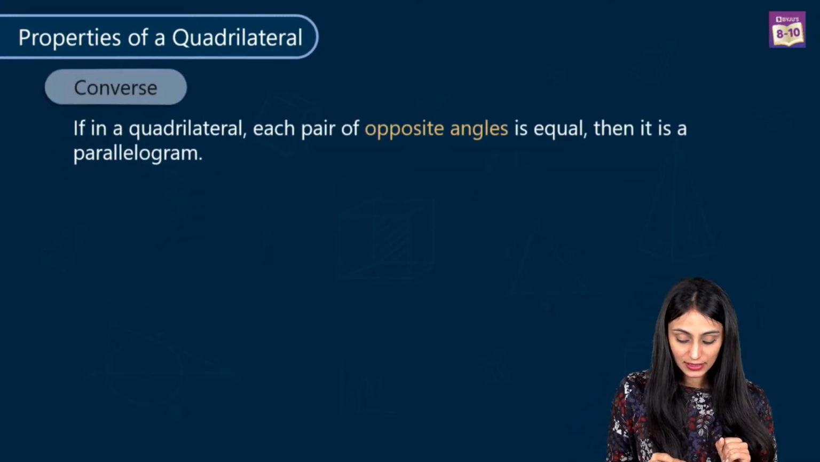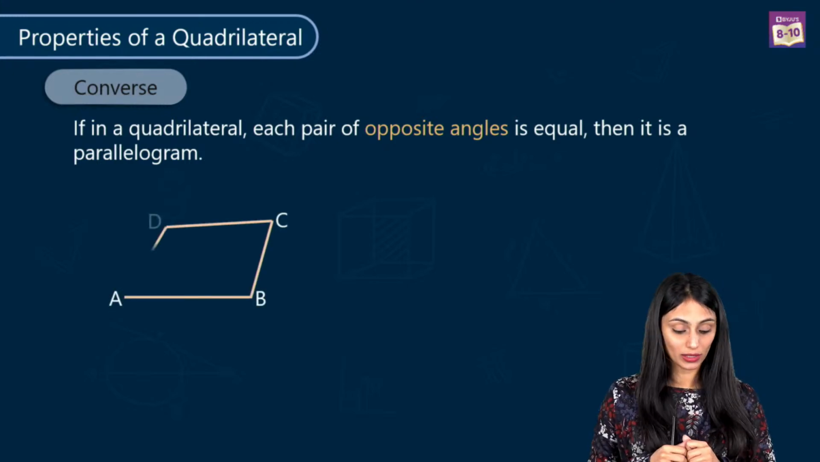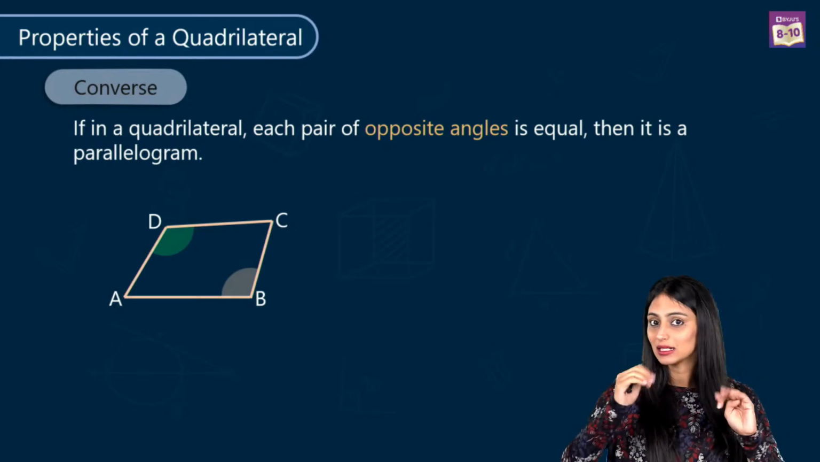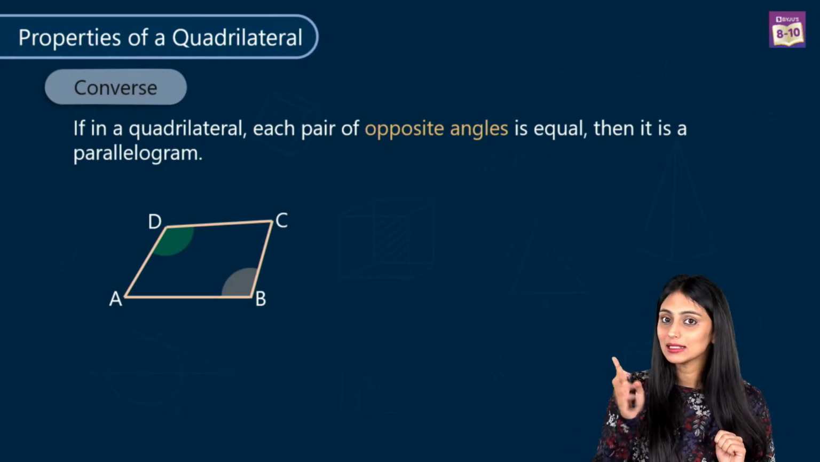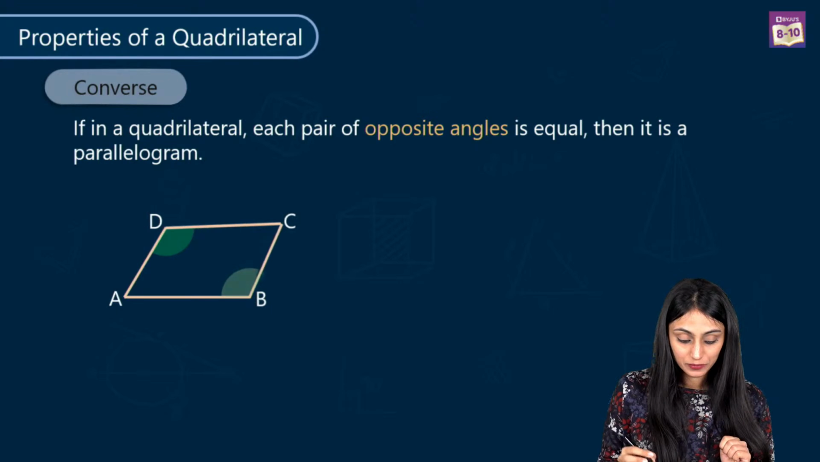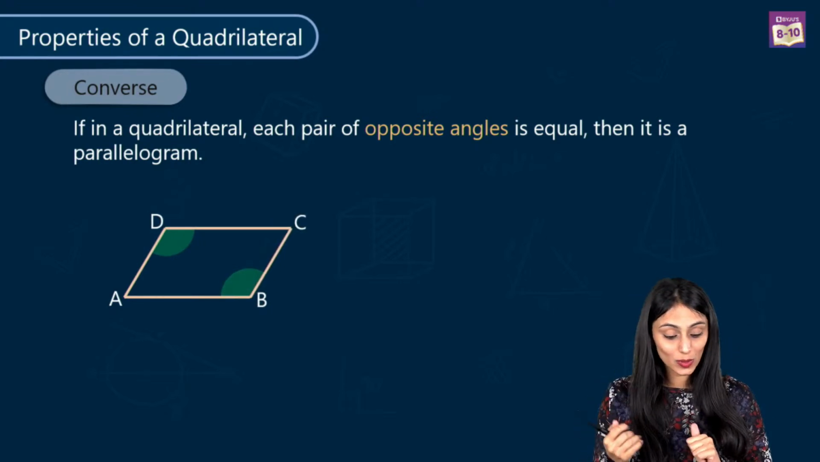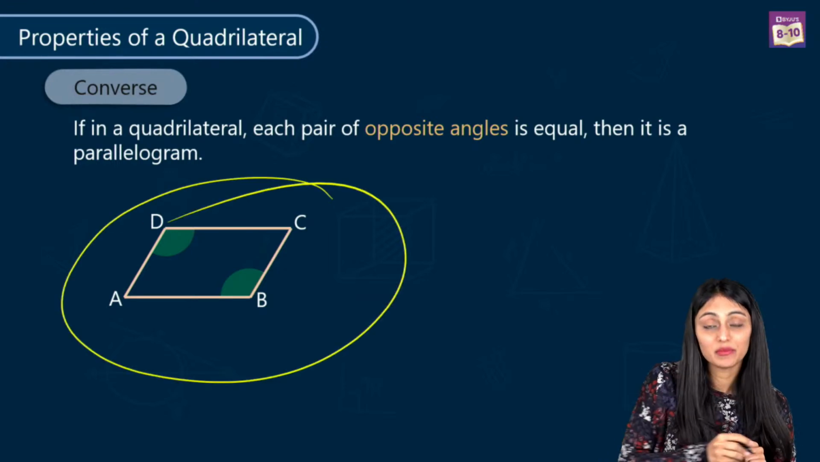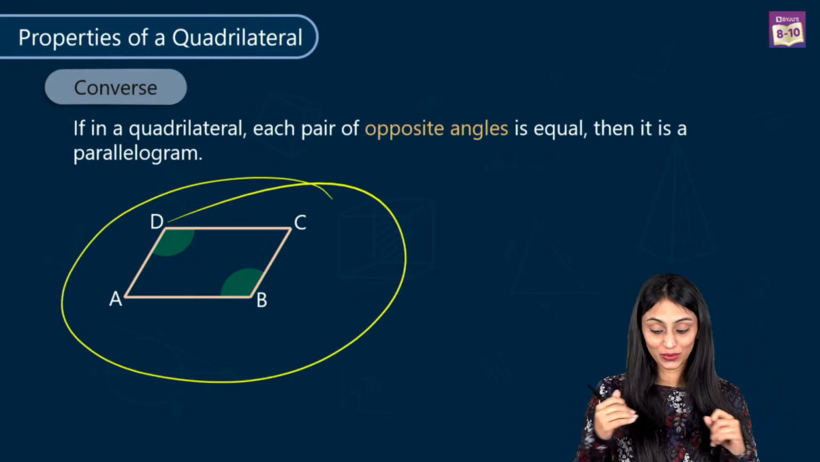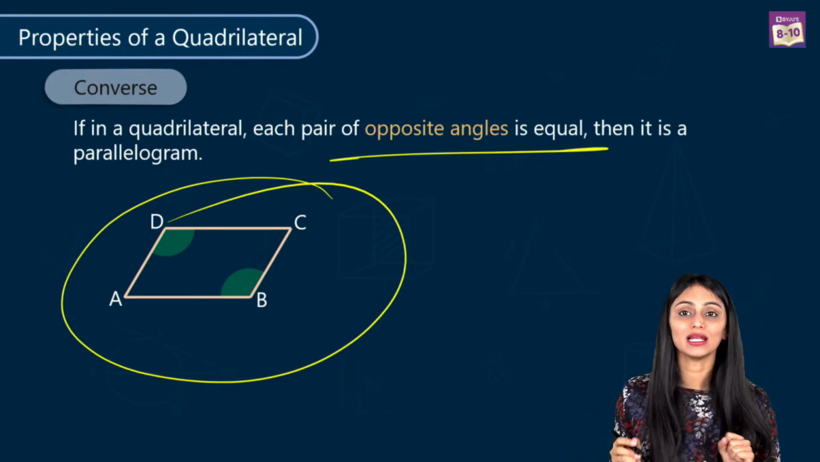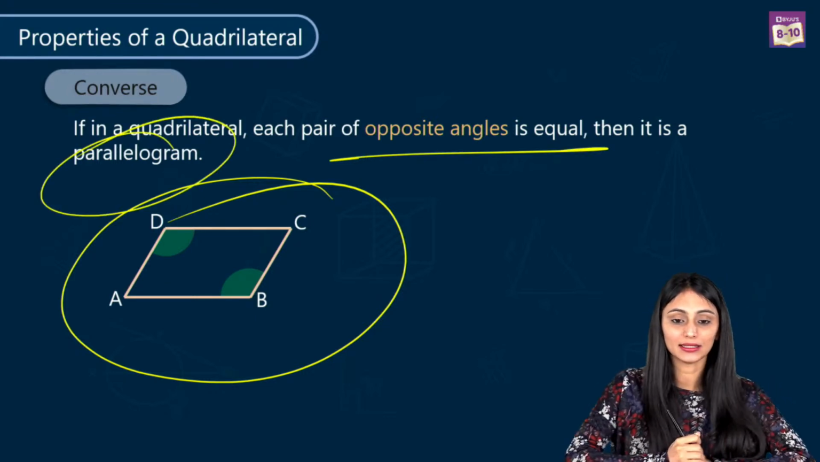We can see that we have a quadrilateral here, quadrilateral ABCD, and the opposite angles, angle B and angle D, are not equal. Angle A and angle C are also not equal, right? But now you can see if angle B and D become equal, then this quadrilateral actually becomes a parallelogram, right? Hence, we can prove this: when opposite angles of a quadrilateral are equal, then you can call that a parallelogram.